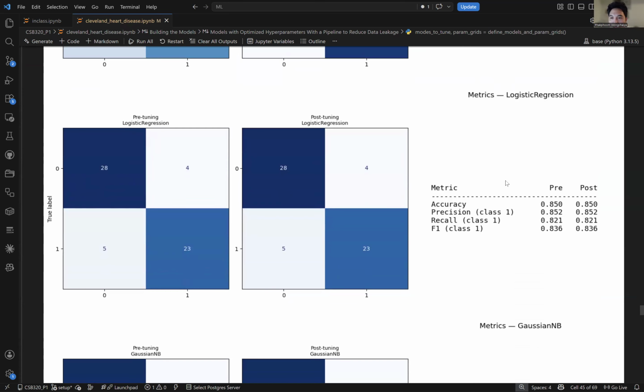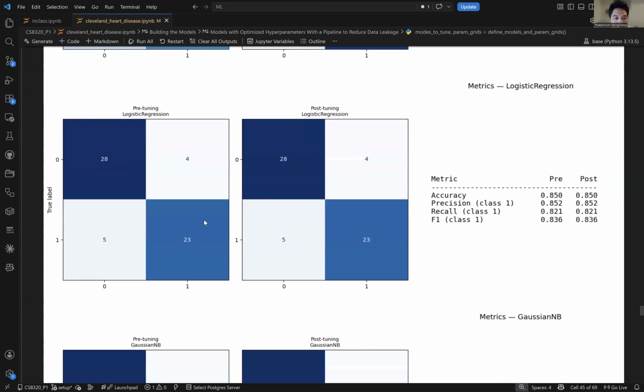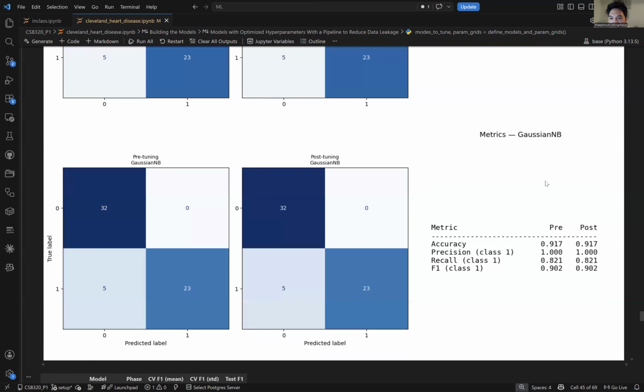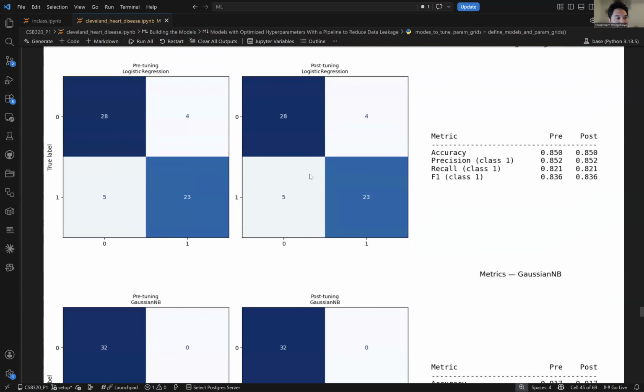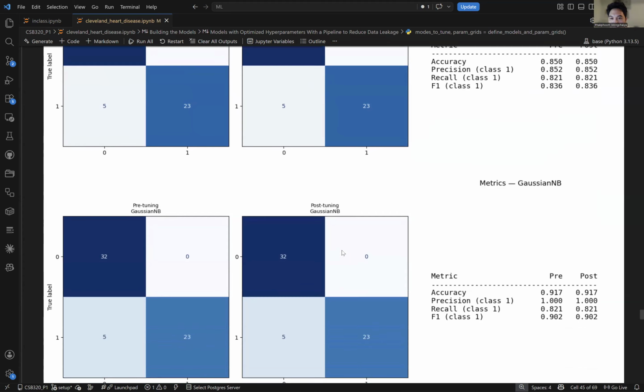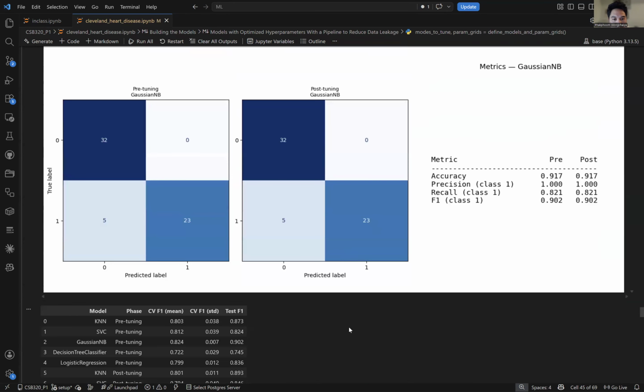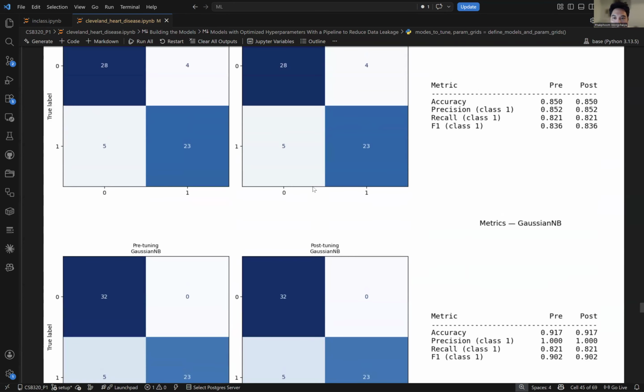And for logistic regression, nothing changed at all. The parameter it chose didn't change the default there. Same thing with the Gaussian NB, nothing changed. Which tells me that these hit a capacity limit in terms of what the model can do with the data.